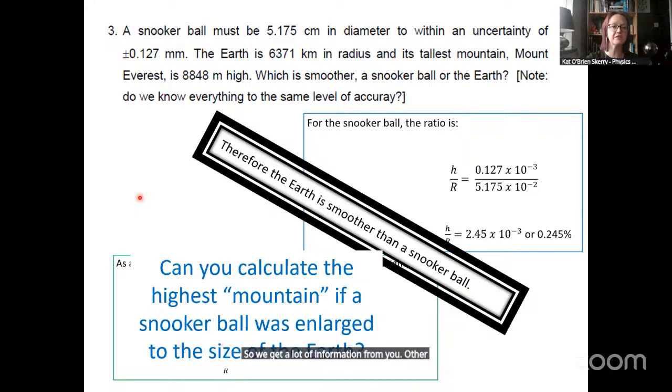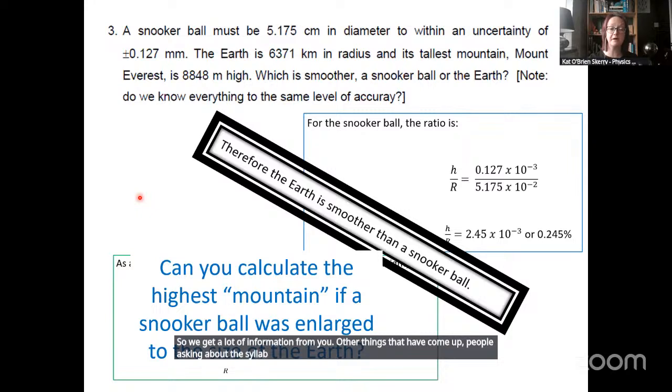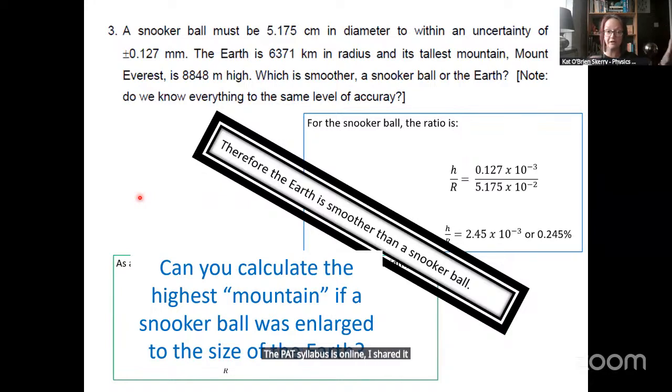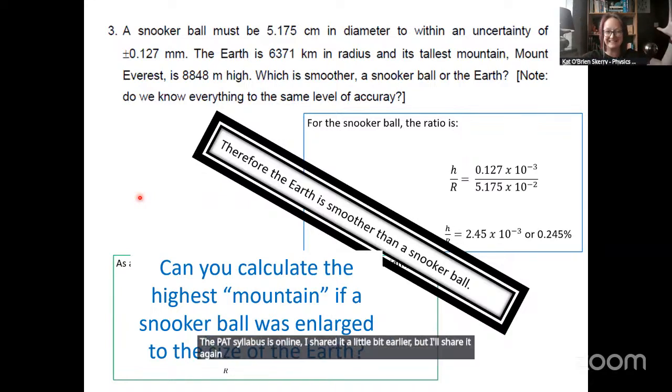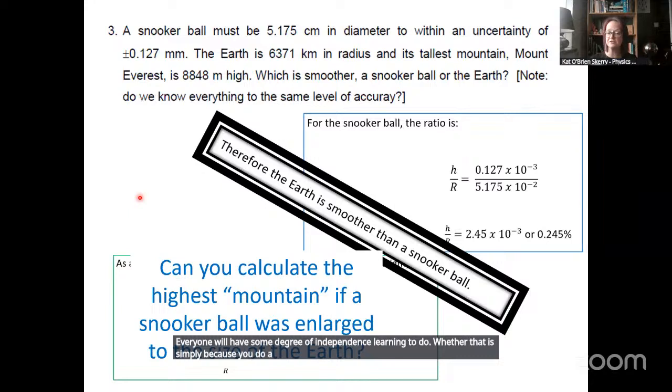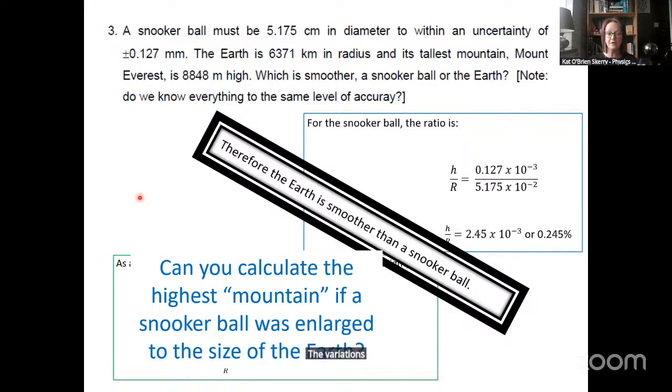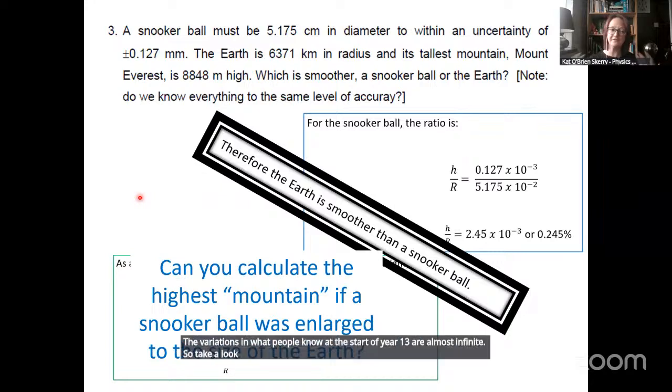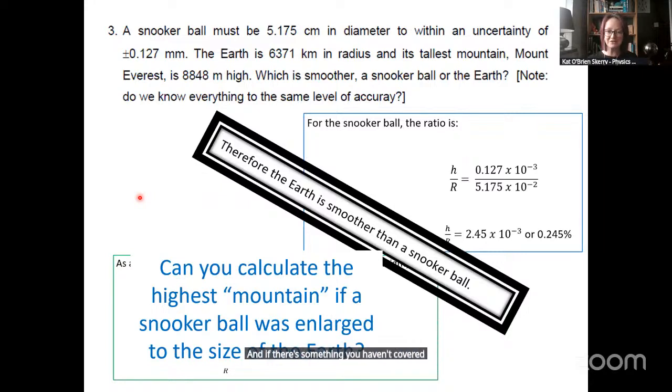Other things that have come up, people asking about the syllabus and about things that they haven't covered. The PAT syllabus is online. I shared it a little bit earlier, but I'll share it again repeatedly over the course of the Preparing for the PAT course. Everyone will have some degree of independent learning to do, whether that is simply because you do a different exam board and so you've covered some different things, whether you're from a different country. The variations in what people know at the start of year 13 are almost infinite. So take a look at our syllabus, and if there's something you haven't covered, get started, get stuck in.